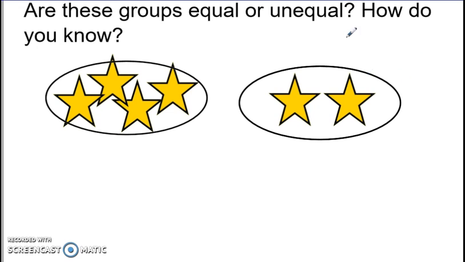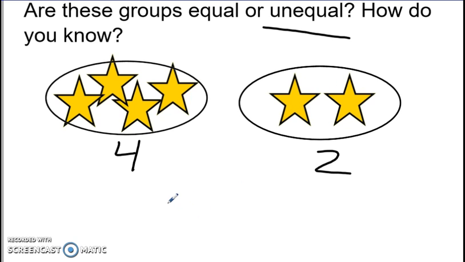Now let's take a look at 2 new groups. Here we have one group, 2 groups. In this group, I have 4 stars. In this group, I have 2 stars. These groups are unequal or not equal because they have a different number of stars in each group. This one has 4 and this one has 2.